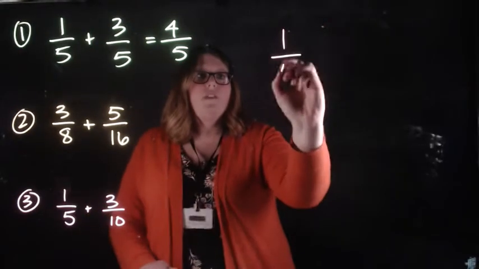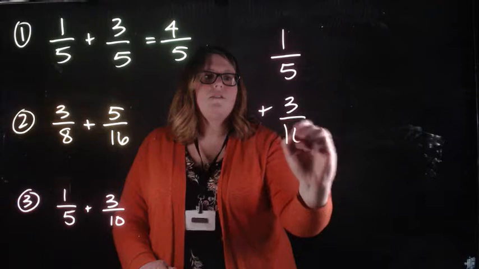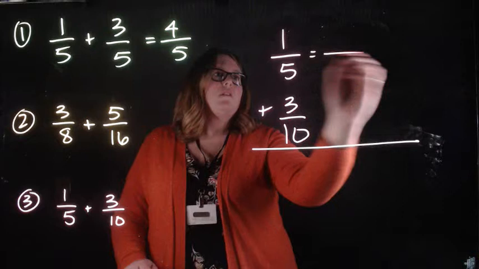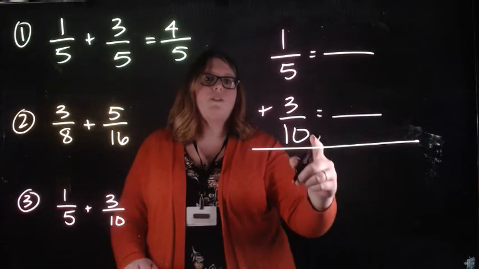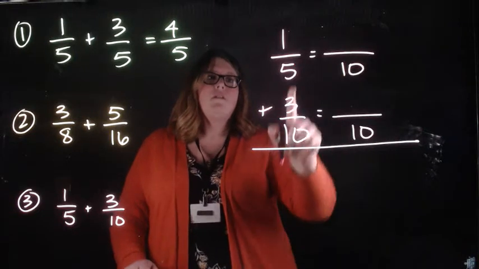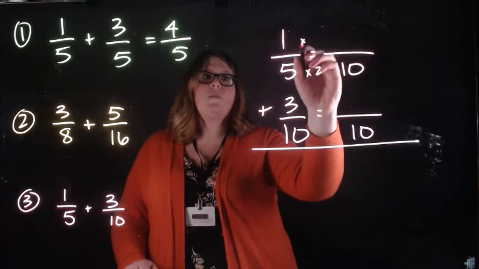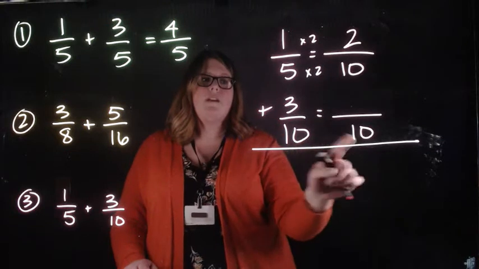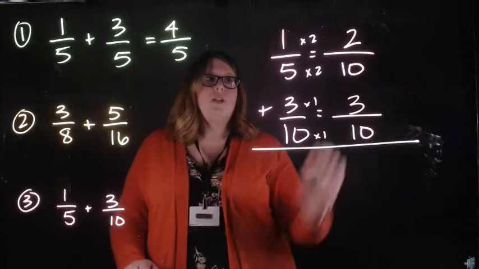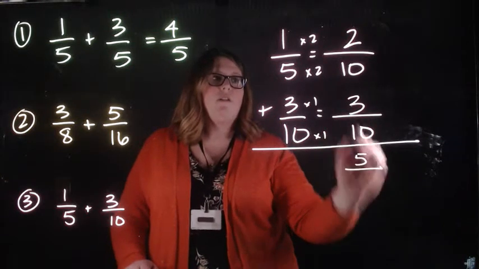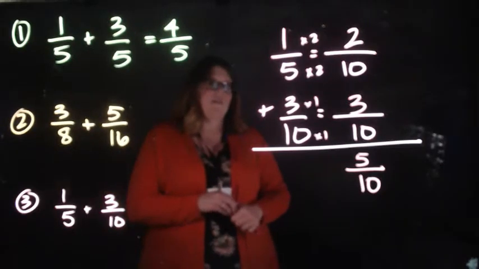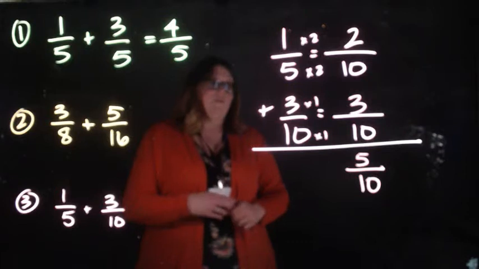All right, so we have 1/5 plus 3/10. Just like our last example, we need a common denominator. And 5 goes into 10, and 10 goes into 10. 5 goes into 10 twice, and 1 times 2 is 2. 10 goes into itself once, so 3 times 1 is 3. So here we have 2 plus 3 is 5 out of 10. The denominator stays the same when we add and subtract.